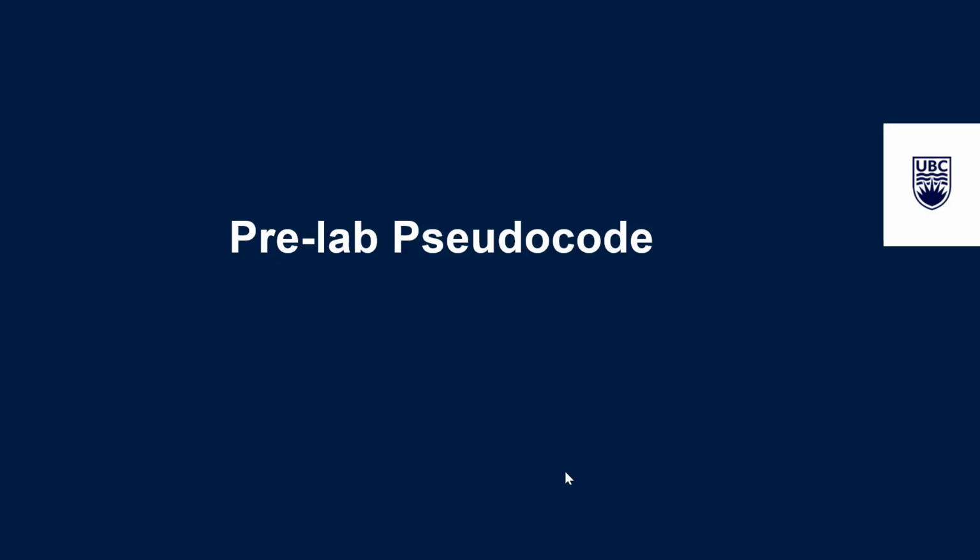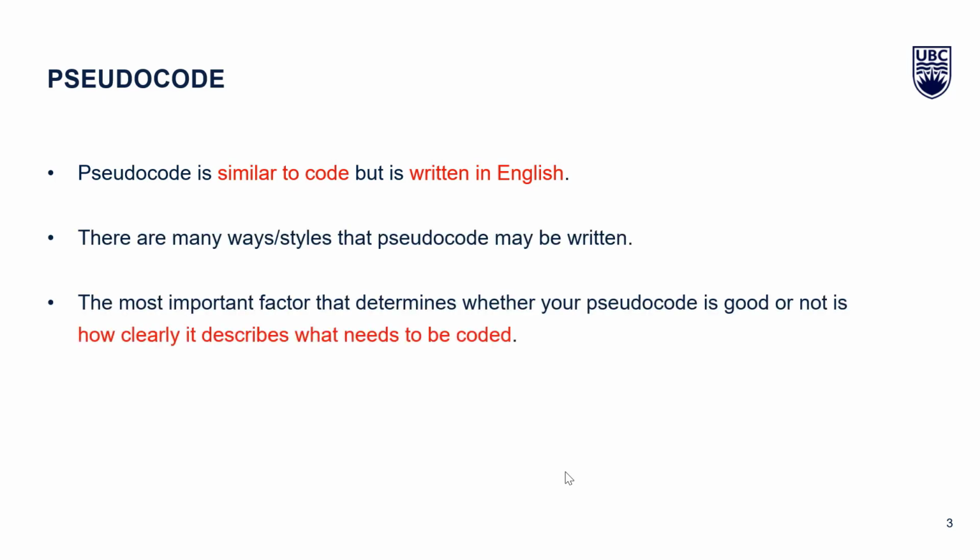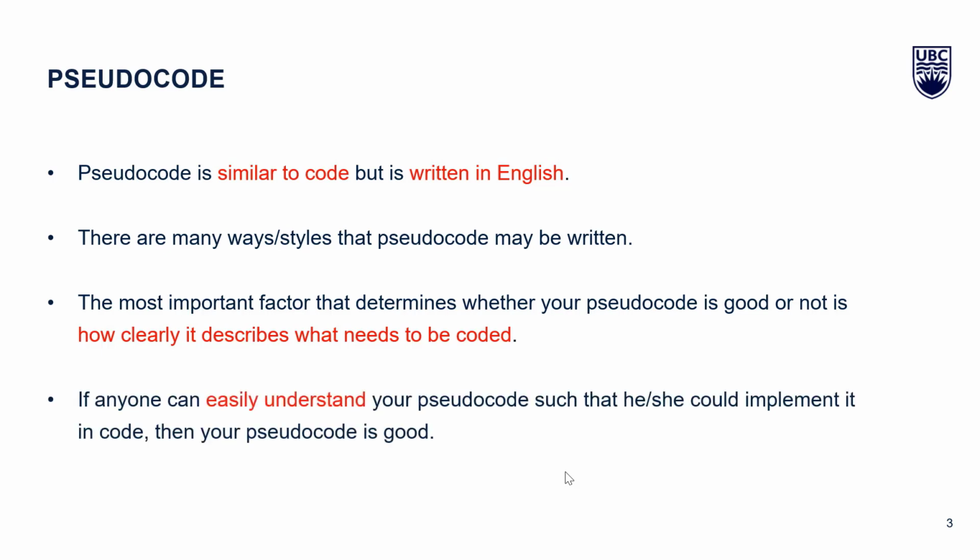In this lab, you are required to submit pseudocode instead of writing a flowchart. Pseudocode in general is similar to code but is written in English. There are many ways or styles that pseudocode may be written, but the most important factor that determines if your pseudocode is good or not is how clearly it describes what needs to be coded. If anyone can easily understand your pseudocode such that he or she could implement it in code, then your pseudocode is good.